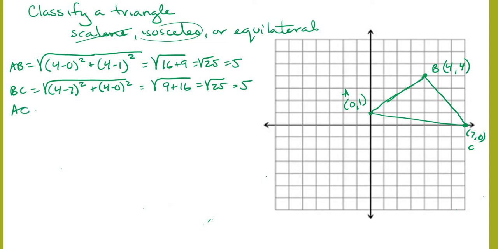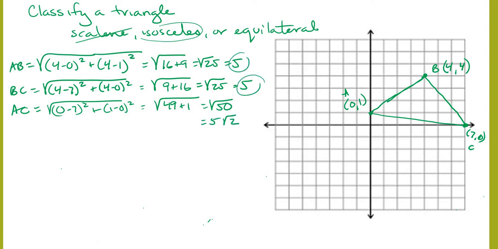So let's look at AC now for our final one. AC, x minus x, square root of 0 minus 7 squared, plus 1 minus 0 squared. That's the square root of 49 plus 1, which is the square root of 50. Really doesn't matter what that equals. We can simplify it if we want to 5 root 2, but it's clearly not equal to the other two sides. So we have determined that this is an isosceles triangle.